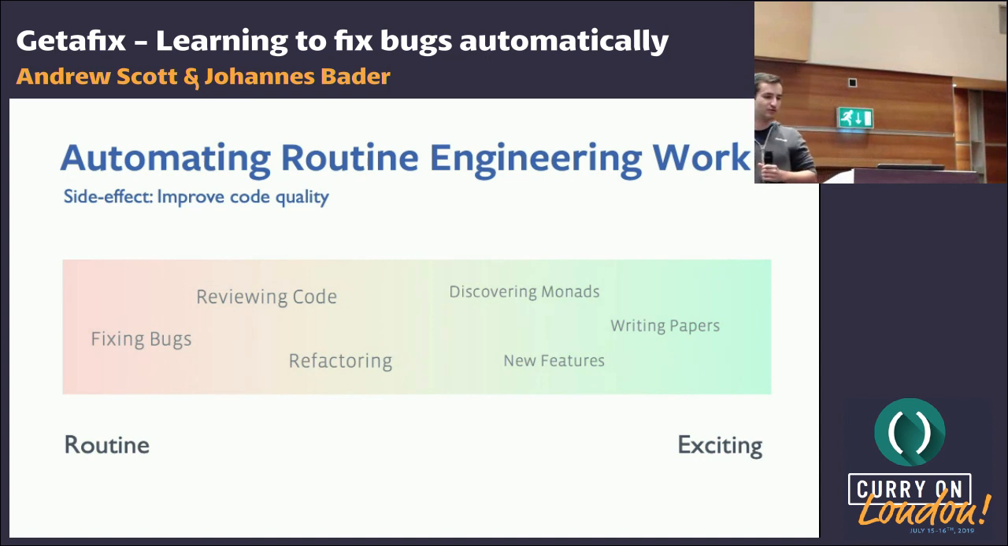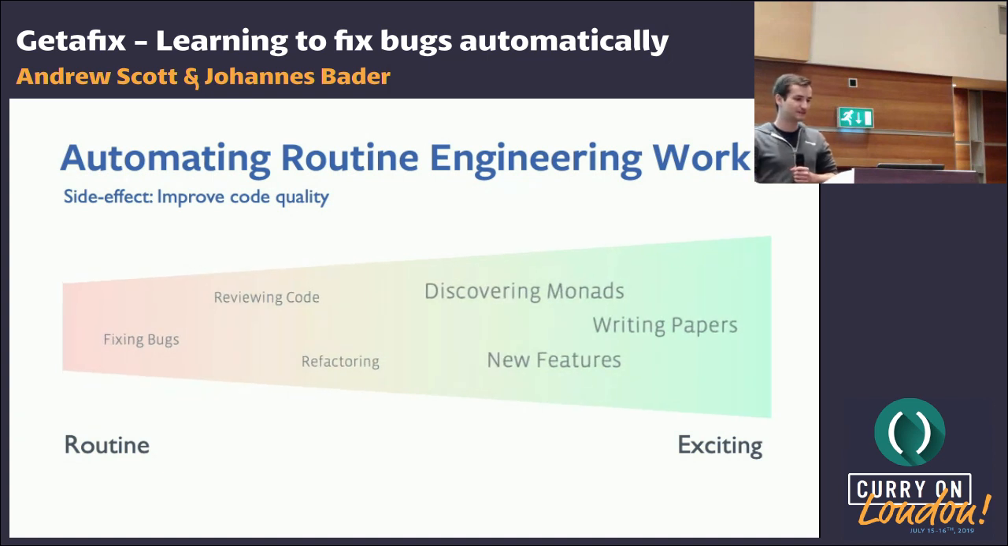So what is engineering work that developers do every day? We think it's a spectrum from very boring tasks and mundane things, repetitive and so on, to exciting work like discovering new monads, writing papers, or working on new features in your program. And it is the routine work, like fixing bugs, reviewing code, and refactoring that we want to automate, or at least help with, using Getafix. So engineers have more time for those interesting things. So let's look at those 3 routine things in a little more detail.